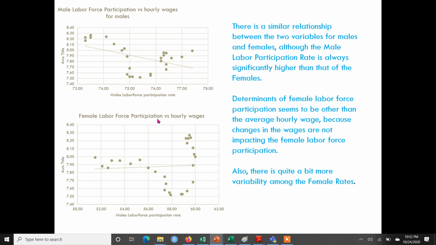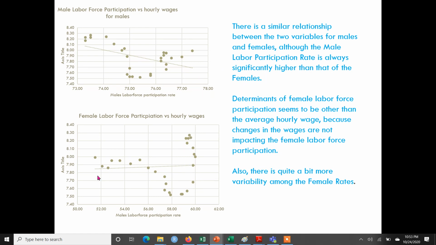So let's see if we compare with the females. You can see that this line is more of a straight line, that this is downward sloping, whereas the slope of this line is much lesser, because this is much more parallel or closer to the x-axis, right?